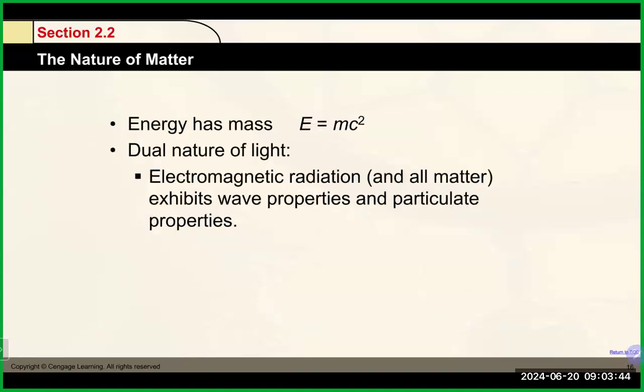So energy does have mass, and that's Einstein's equation, E = mc². And as I mentioned a second ago, there's this dual nature of light. Electromagnetic radiation and all matter exhibit both wave properties and particle-like properties, and that's the dual nature of light. Einstein did some experiments known as the photoelectric effect, where he was able to see electrons being bounced off metal surfaces. Again, they have both wave-like and particle-like function.